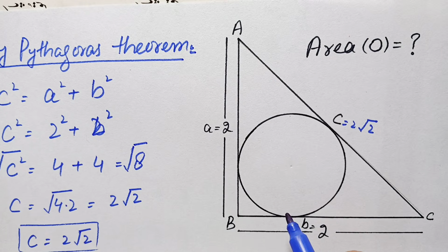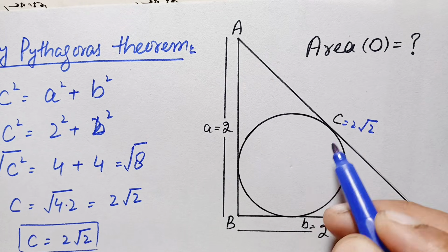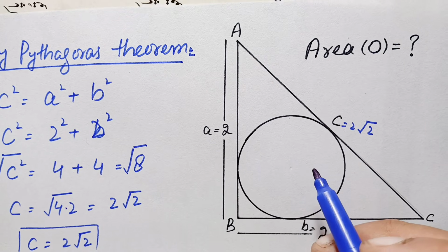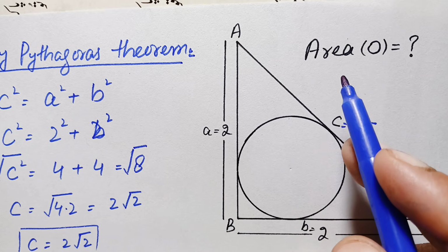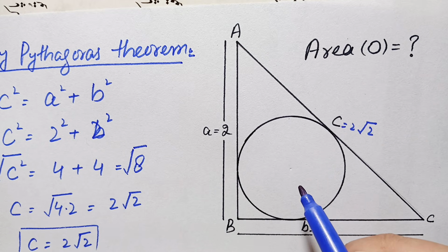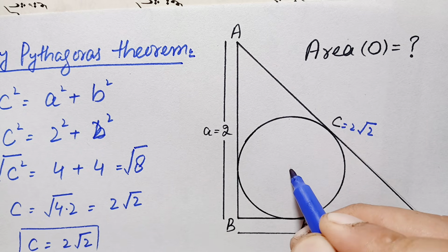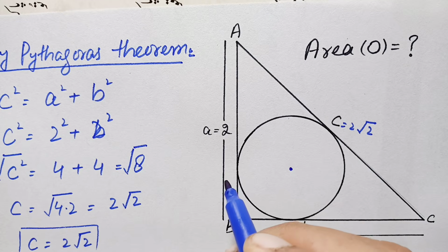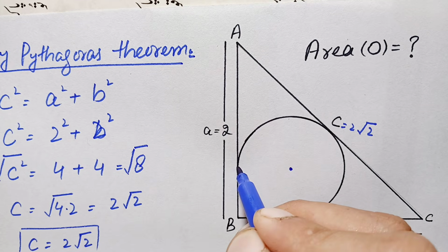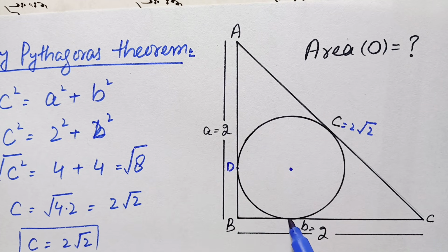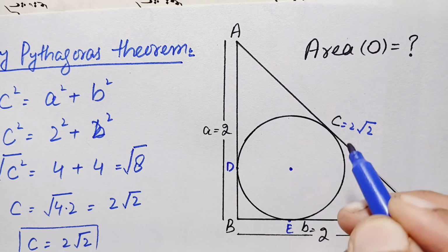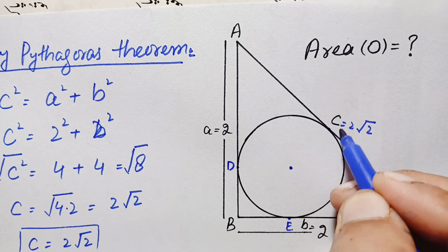Now what is our next target? Our next target is to find out the radius of this circle. This is because our target is to find the area of this circle, but the area of a circle is pi r square, where we need the value of r. So to find the value of r, let us suppose this is the center of this circle, and let us suppose this is point D, this is point E, and this is point F.